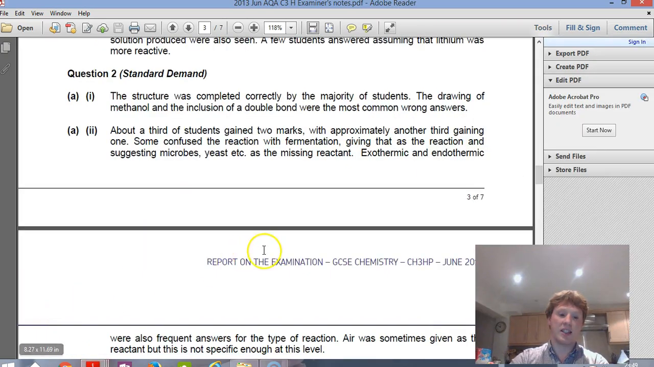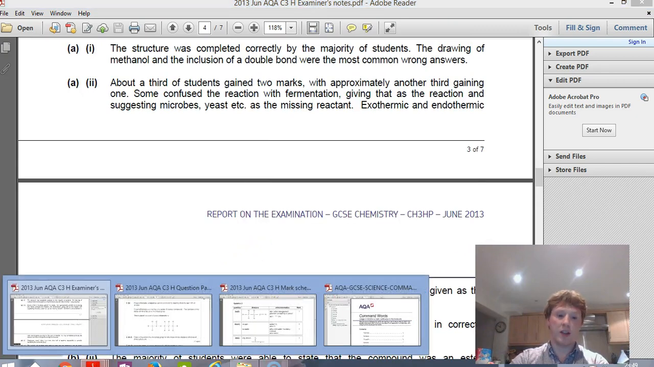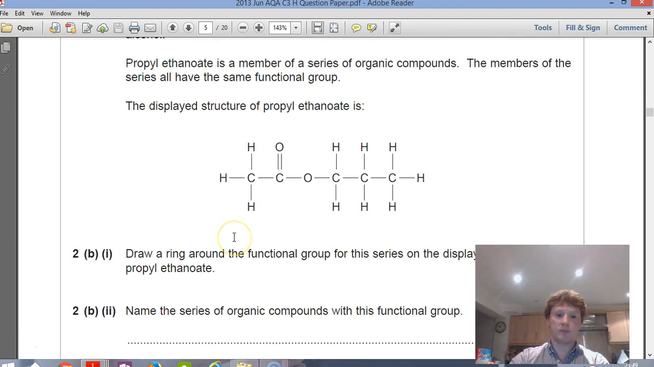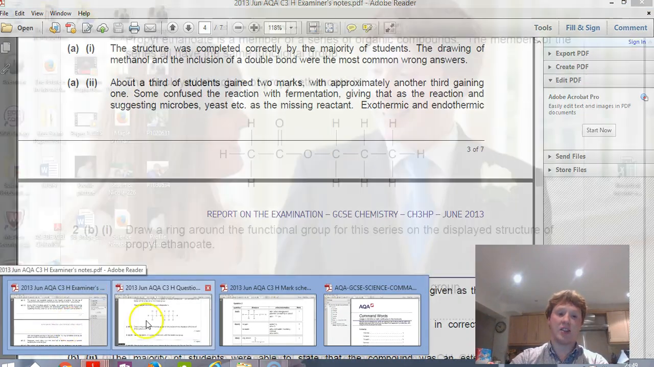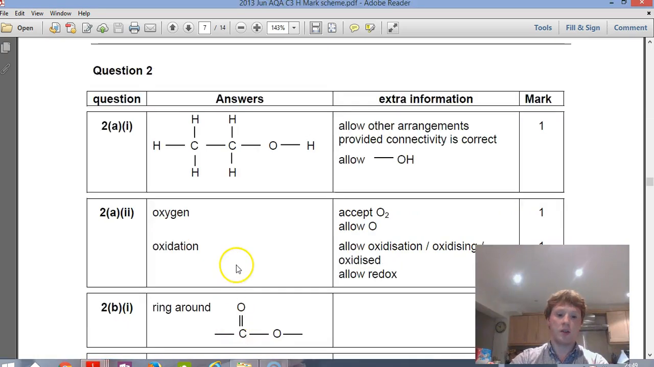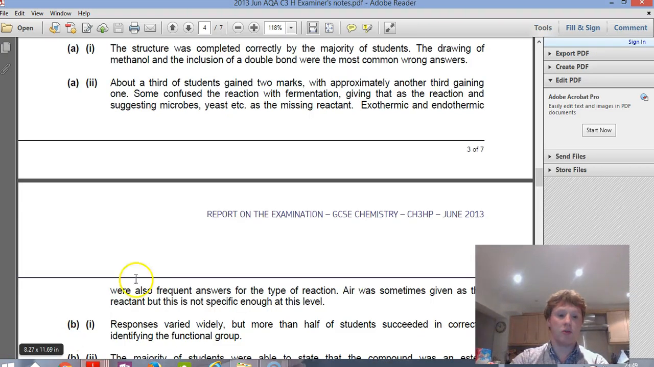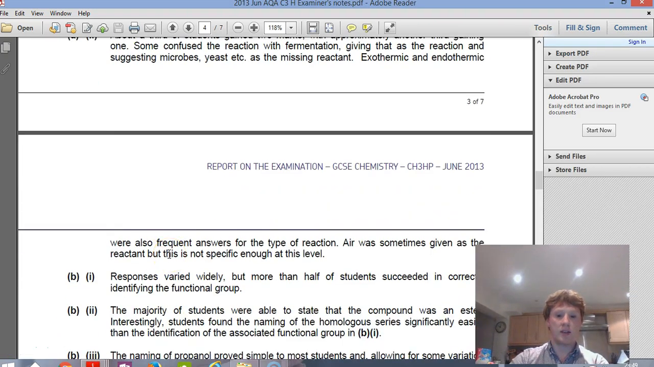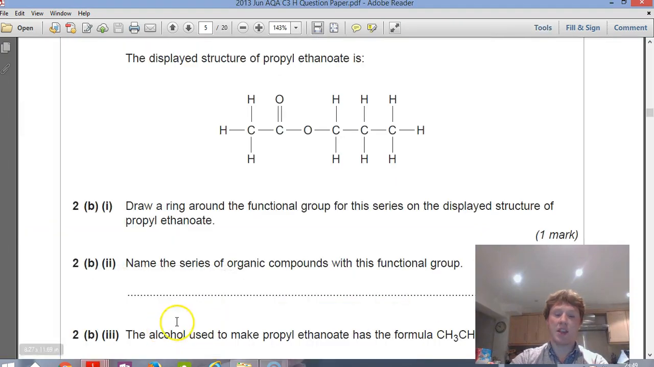Okay, what did the examiners say about that? More than half. Okay. Name the series of compounds with this functional group. Off you go. Right, the answer to this is esters. Do not allow ethers. Ethers are completely different molecules, and most of them did. People found naming the homologous series easier than identifying the functional group.